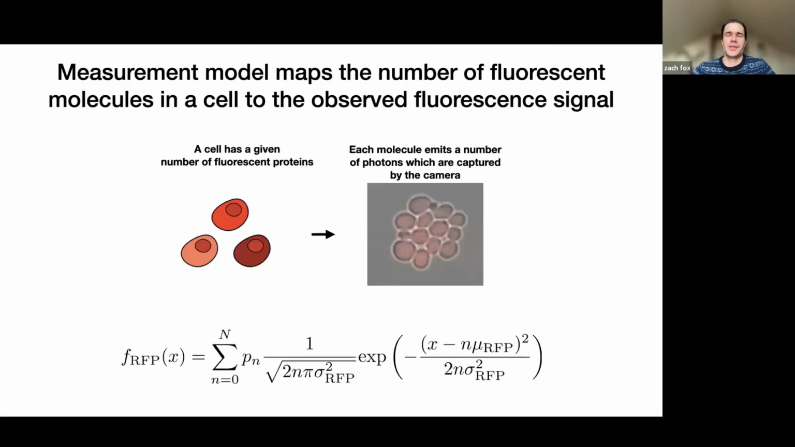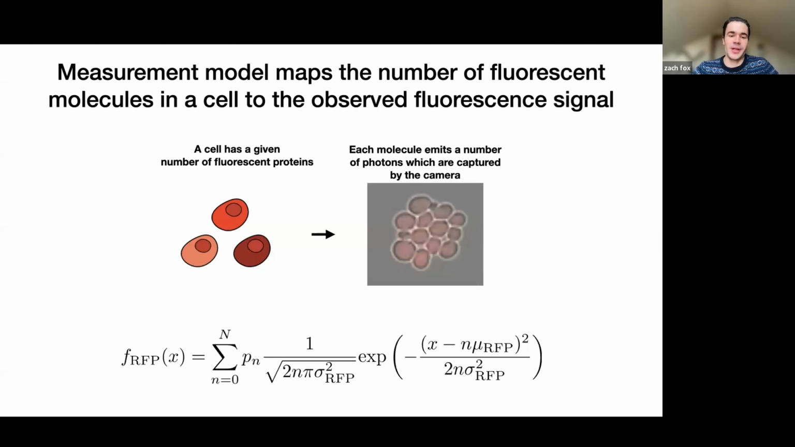Okay, so let's talk about those fluorescent maps. How do we say we want to control the number of molecules of a particular protein in a cell? A cell has a given number of those fluorescent proteins. Each of those fluorescent proteins is going to emit a stochastic number of photons, and then you capture those photons in your camera. So there are several layers of complexity and abstraction just in the emission and capturing and conversion to digital measurements which occur. And in this work, we're going to take some approximations around large numbers of those photons.